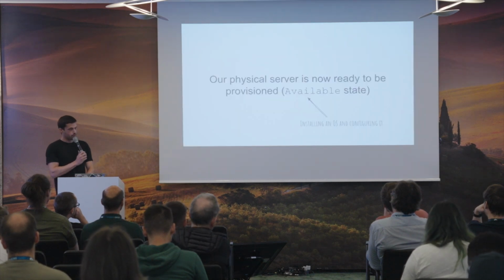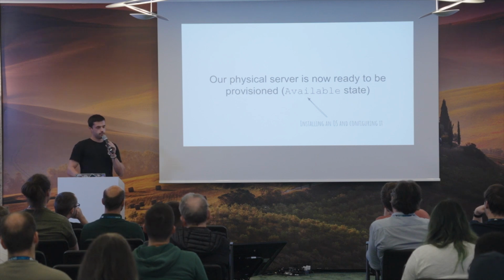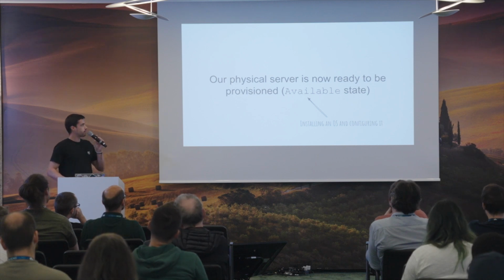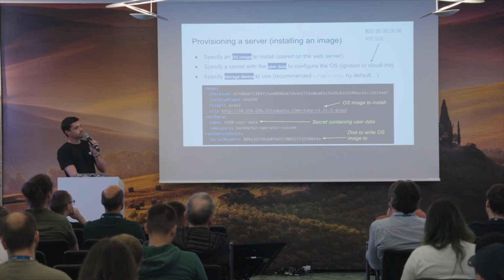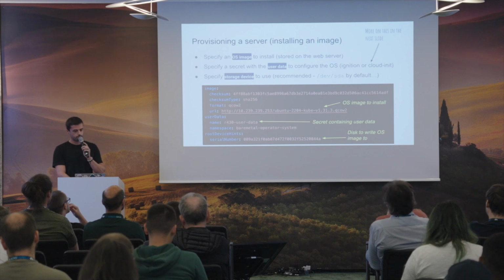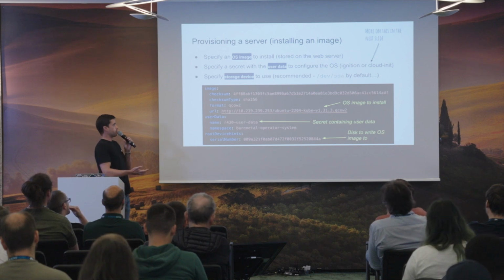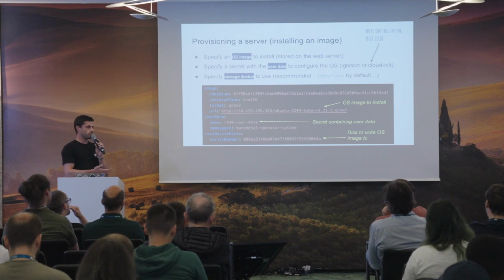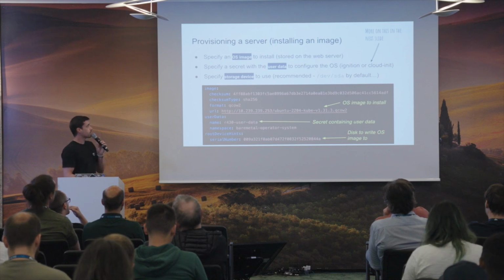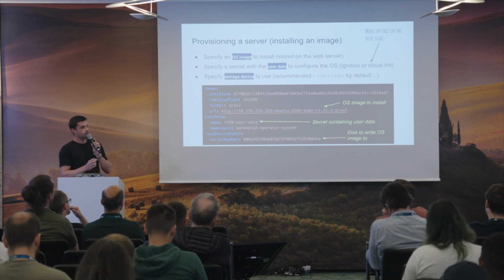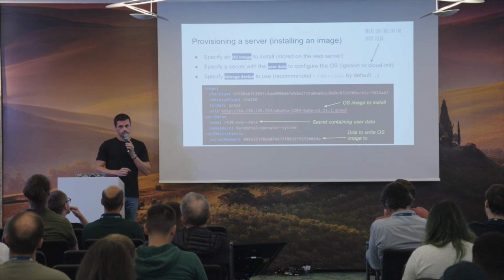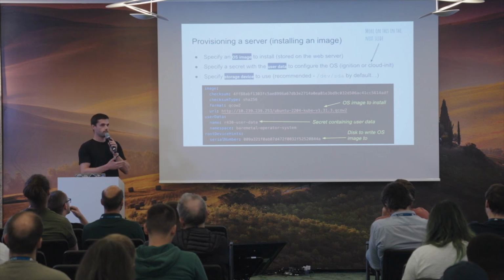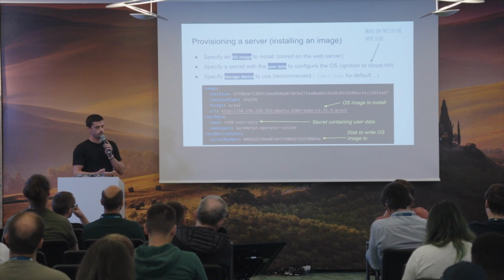So now that the server is available, it is not running Kubernetes. So let's do that. In this case, what does provisioning a server mean? We have our bare metal host CR in available state. The only thing to do to provision a server is to assign an OS image to install. So the one served by the web server called the image server I mentioned earlier.